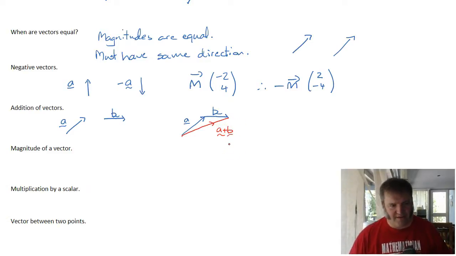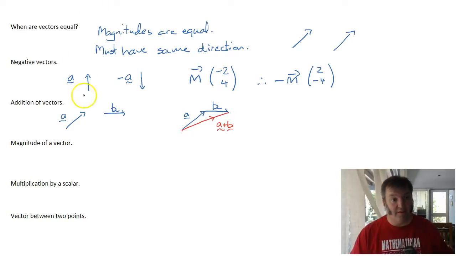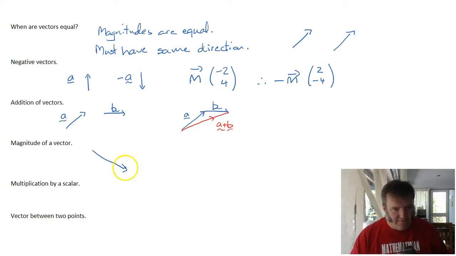Not too complicated, is it? What about finding the magnitude of a vector? How do I find the magnitude of a vector? Let's have one going the other way this time. How do I find the magnitude of that, given that I might know its components?